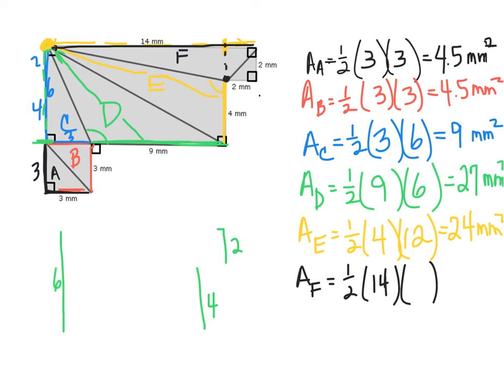Okay, so how long is this height? Well, it's the same as this right here, so that would make it a 2. Okay, so 1/2 times 2 is 1. 1 times 14 is 14 millimeters. Again, I square the units and not the number.